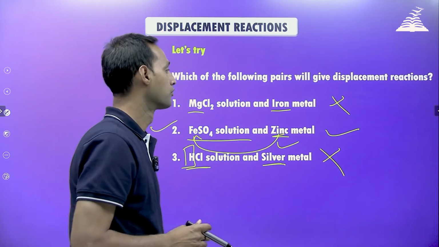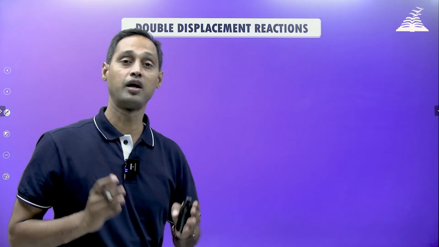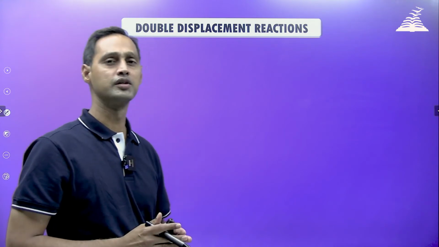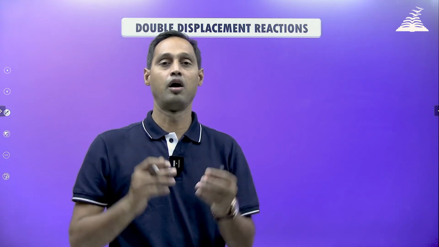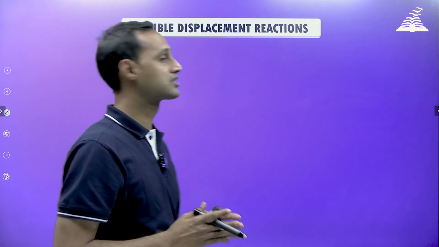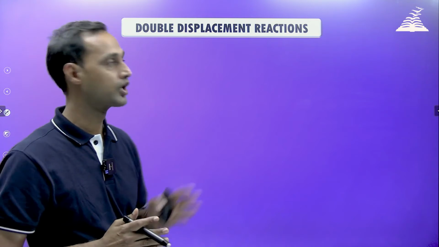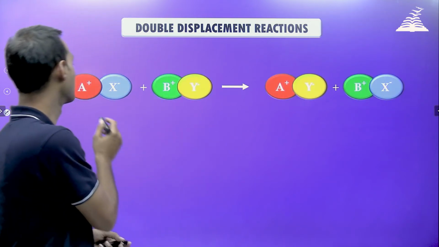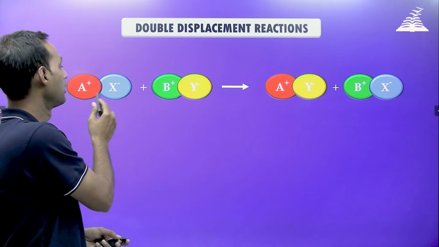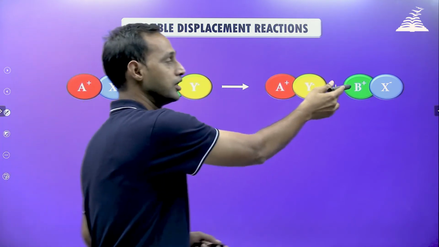Right? Now we are moving to double displacement reactions, another kind of chemical reaction. So here what happens is substances exchange their ions. So exchange of ions is involved in double displacement reactions. Let's take a look at the general equation. See here, AX plus BY gives AY plus BX.